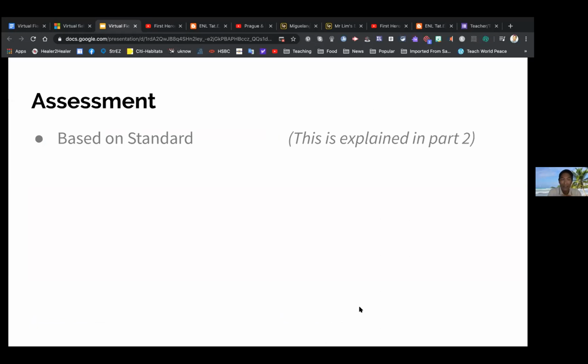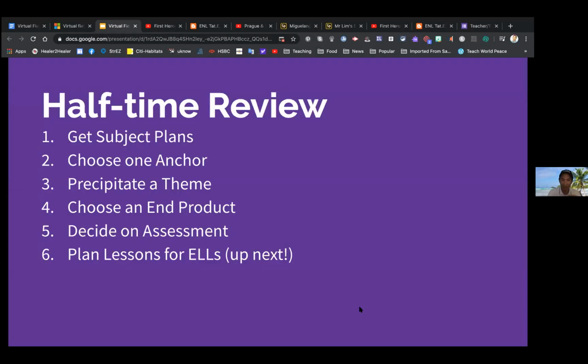Okay, as I mentioned before, the assessment part is based on the standard that you chose, and I want to explain that in part 2. There's not a lot of time to do both of these parts, so that's why I did the splitting this way. But certainly the assessments is something that you need to look at before you plan backwards for lessons.